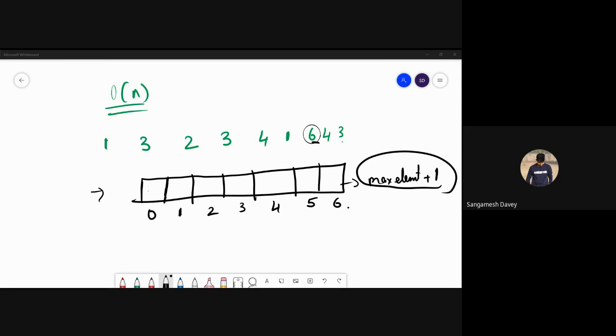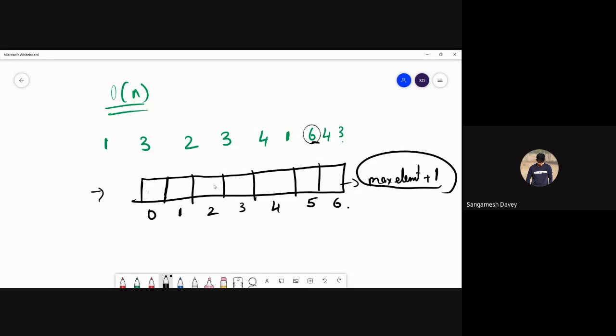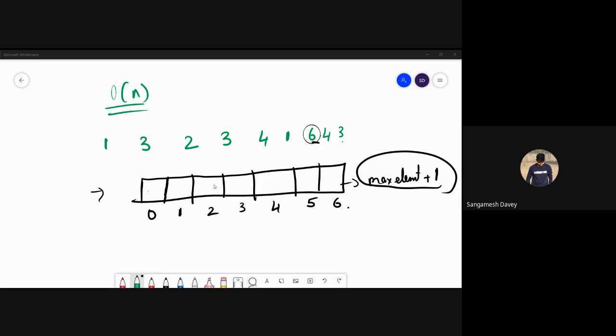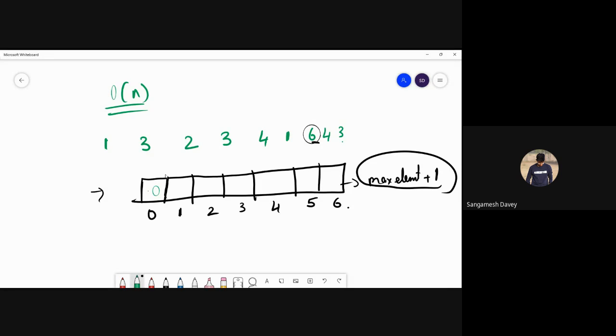Okay. Next one is counting the occurrences of the element. That's where the name counting sort comes from. How many times does 0 come in the given array to sort? 0. Beautiful. Okay. How many times does 1 come?